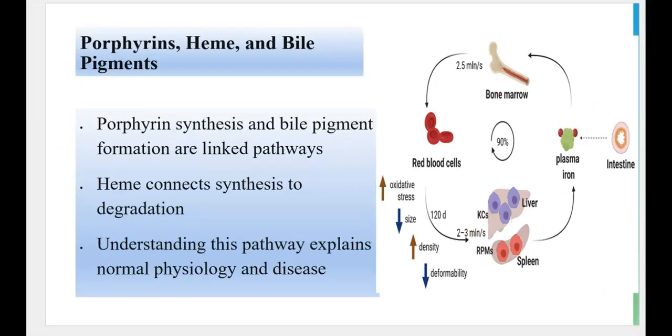The image shows the flow chart linking red blood cell production. Heme synthesis primarily occurs in the bone marrow, and the secondary sites of red blood cell and heme production are the liver and the spleen.